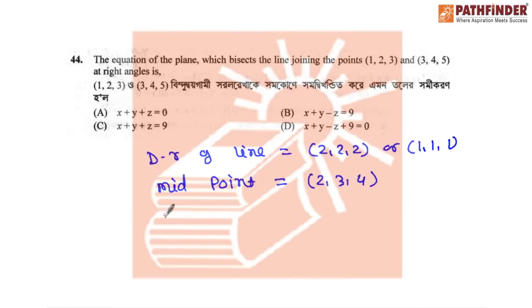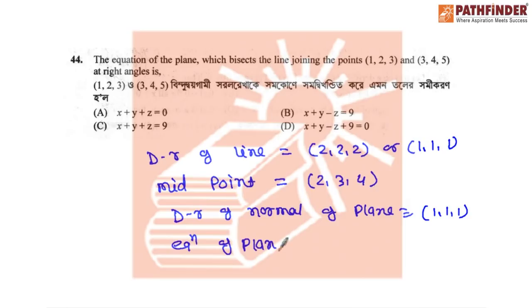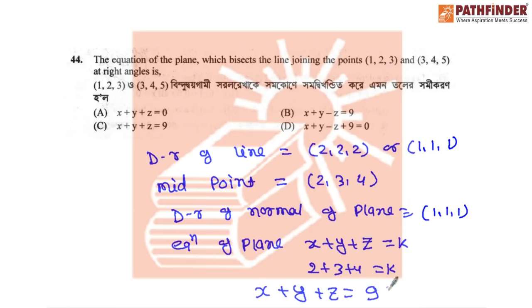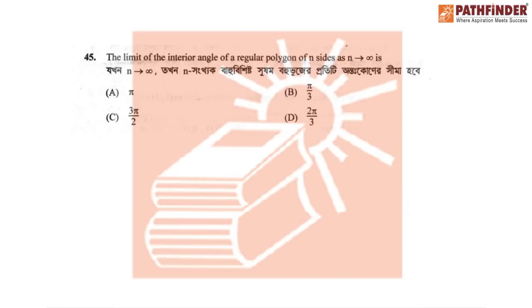Now the line intersects the plane at 90 degrees. So the direction ratio of the normal of the plane is the same as this one, 1, 1, 1. So the equation of the plane we can write as x + y + z = k. Now (2, 3, 4) lies on the plane, so 2 + 3 + 4 = k. So the required equation is x + y + z = 9, which is given in option C. 44, option C. Next is 45.